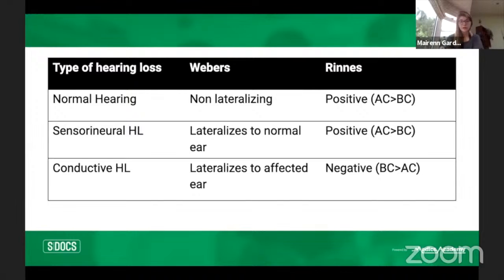Sensory neural hearing loss will also have a positive Rinne's test and will lateralize to the normal ear. I'll go over a case just to, again, go over this again. Conductive hearing loss will have a negative Rinne's test, so they won't be able to hear it when you move it in front of the ear. And you then go back and it'll be lateralized to the affected ear.